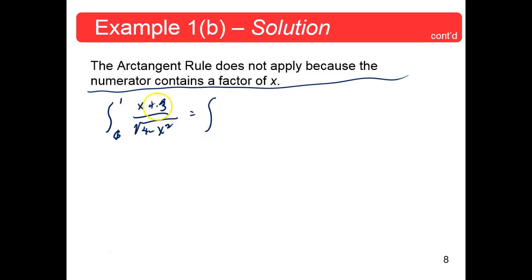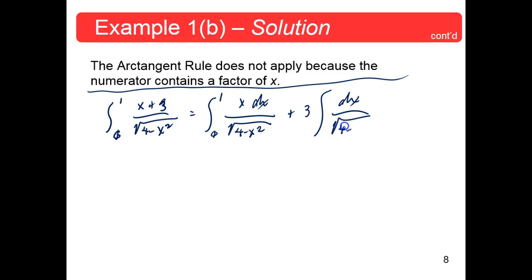Hint. Split the numerators. Integral from 0 to 1 of x dx over square root of 4 minus x squared plus 3 times the integral of dx over square root of 4 minus x squared. Is that legal in most states? And that's 0 to 1. Feel okay with that? You see what I did? Oh, I left off the dx there.